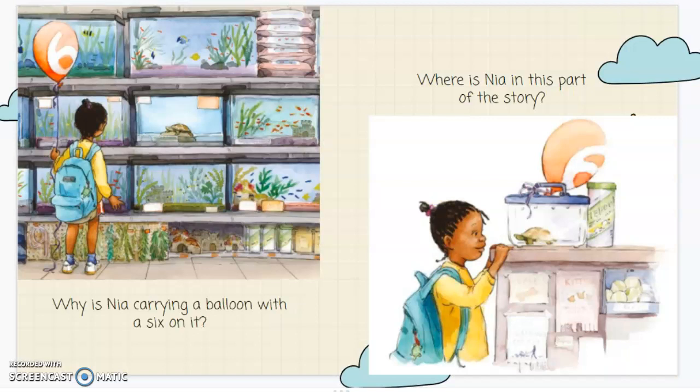And when you're in the story reading, you can also be asking yourself questions, like right here. Based on this picture, why is Nia carrying a balloon with a 6 on it? That's a good question. I don't know. This could be many reasons. Where is Nia in this part of the story? That's a question I could ask based on what I see in that picture.